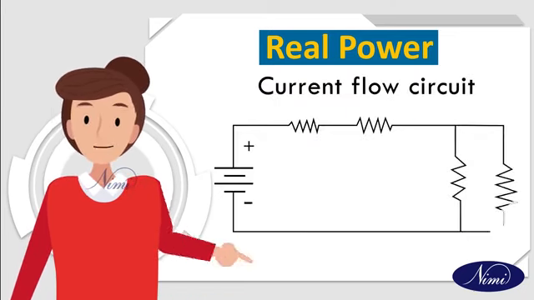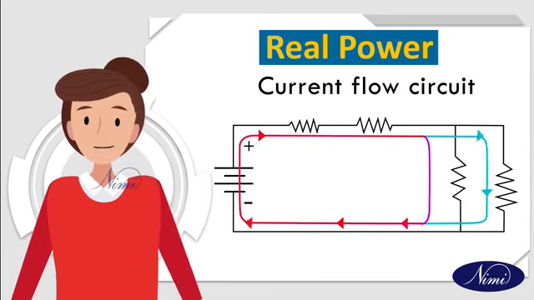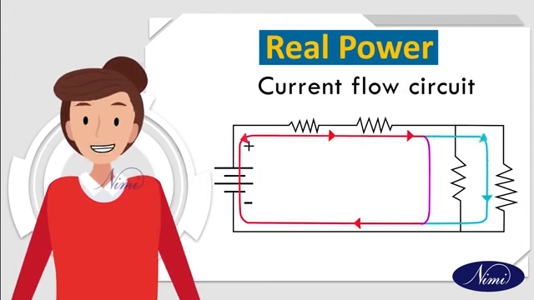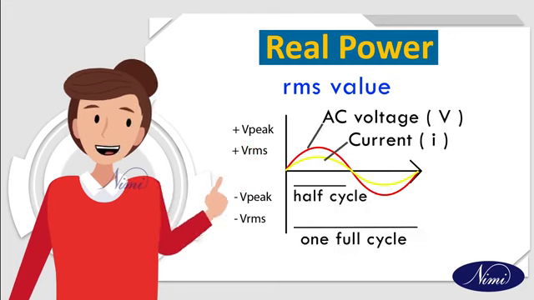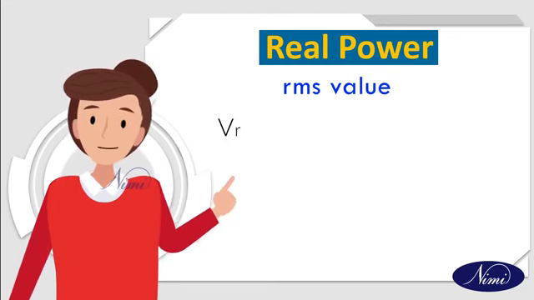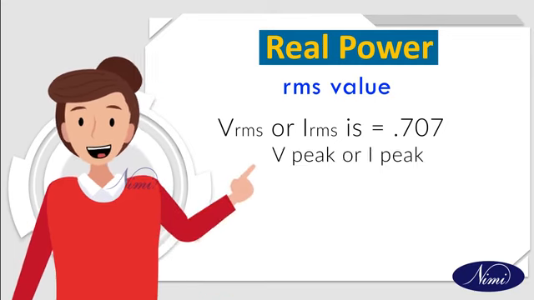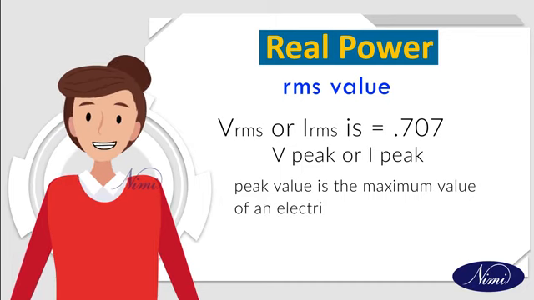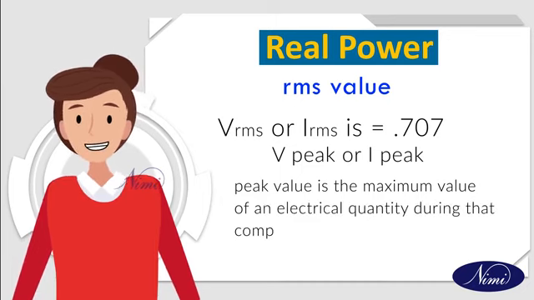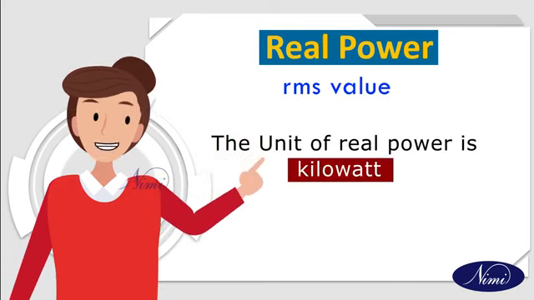So, we cannot take any particular point as a voltage or current value. So, we go for the RMS value. We can easily find the RMS value from the peak value. Vrms or Irms is equal to 0.707 into V peak or I peak. Peak value is the maximum value of an electrical quantity during one complete cycle. The unit of real power is kilowatts.